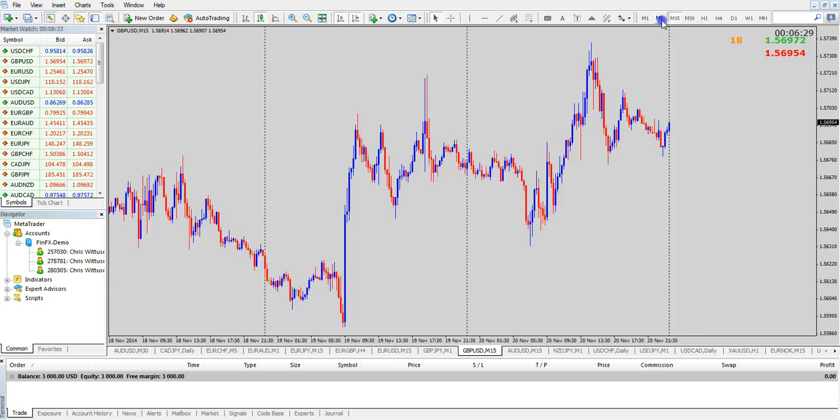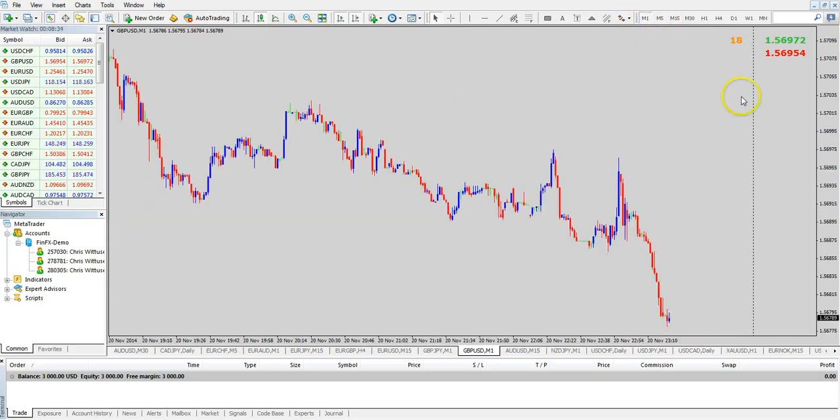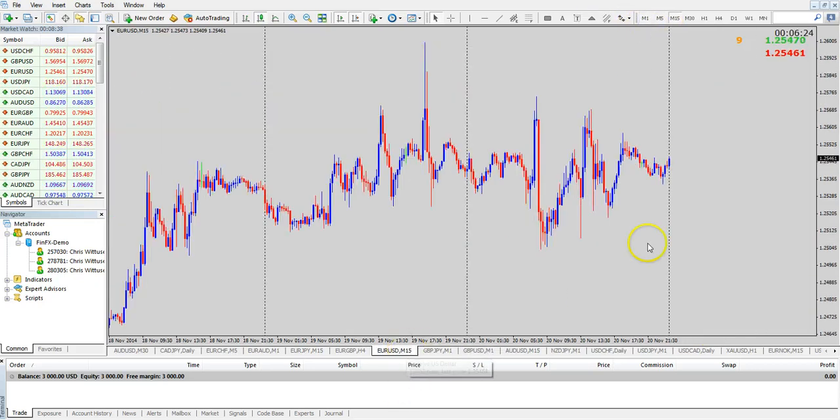So I'm going to look for a good candle. See if I can get into a trade here.